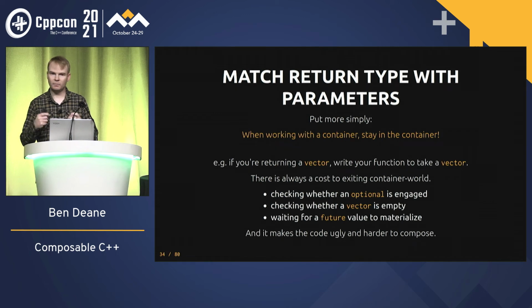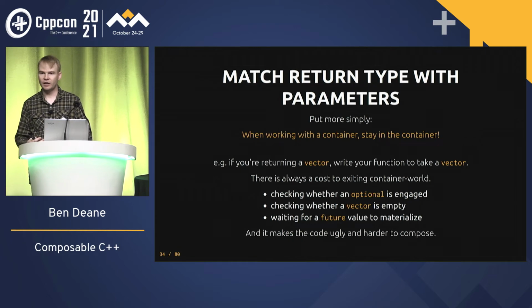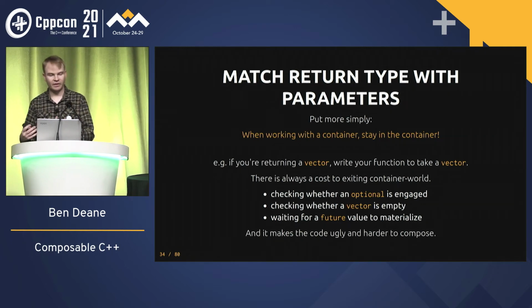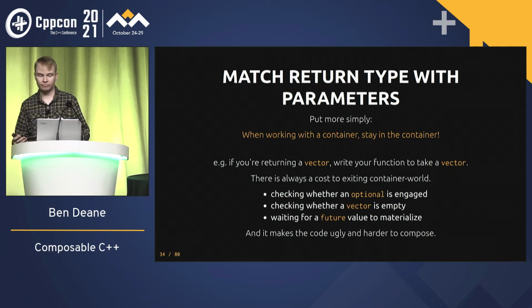So kind of the mantra here is, when I'm working with a container, I try to stay in the container. If I'm working in a vector, I write my function to take a vector. If I'm working with an optional, I write my functions to take an optional. Because there's always a cost to coming out of container world. There's always that condition there. You have to check whether an optional is engaged. You have to check whether a vector is empty. You have to wait for a future to materialize. So when you're in a container, stay in the container. That's a good tip for composable code.